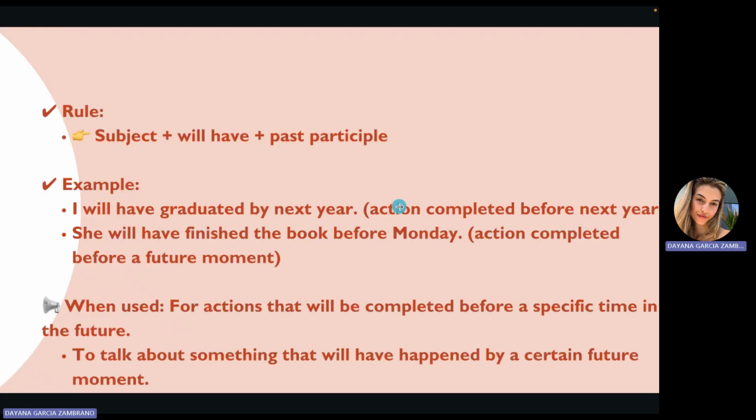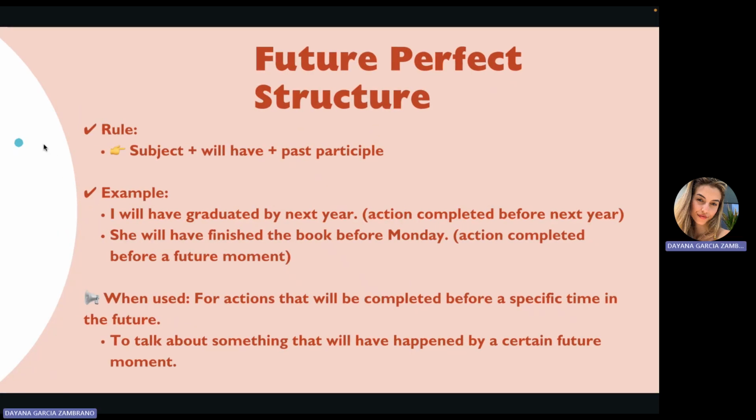And now we have future perfect tense. And the structure is, again, we always use the past participle. And we always use will and have. It doesn't matter if we are talking about third person like she, he, or it, we always use have.